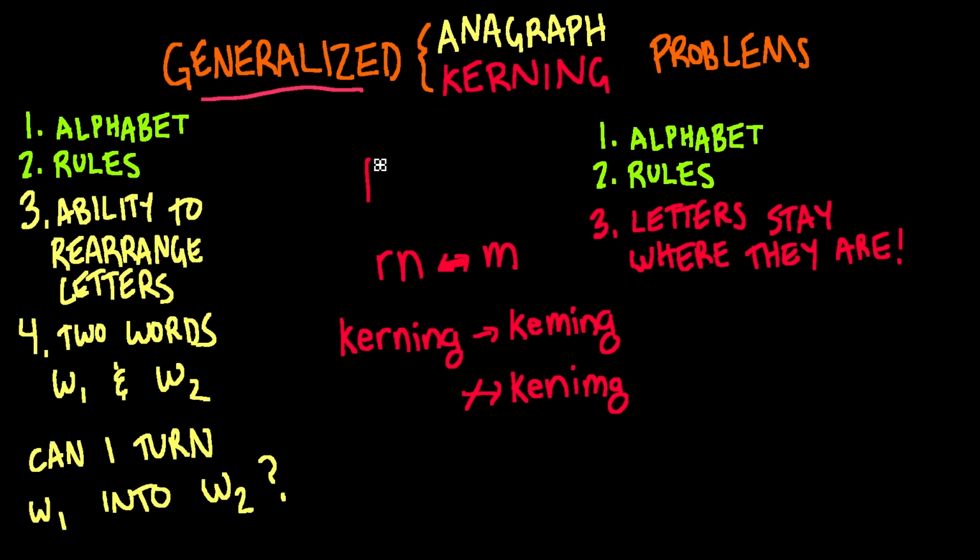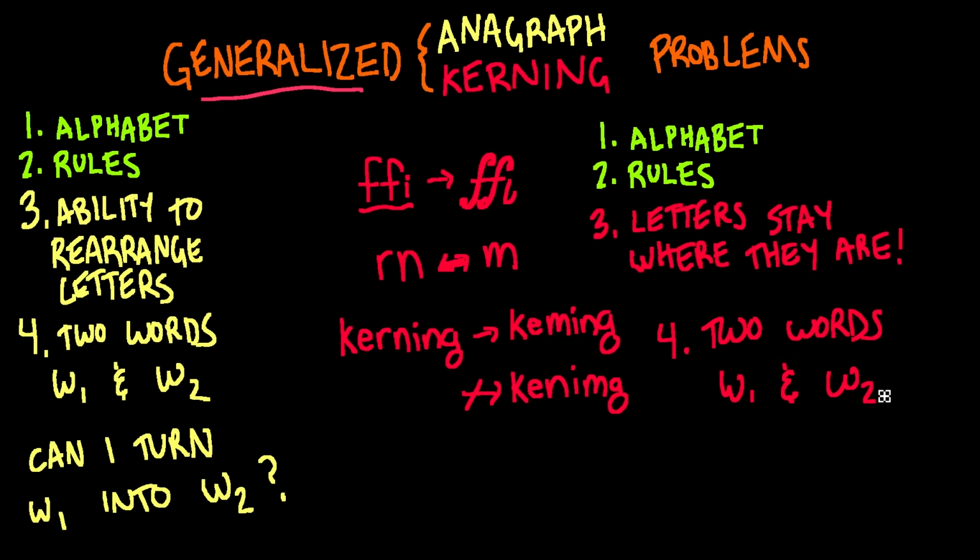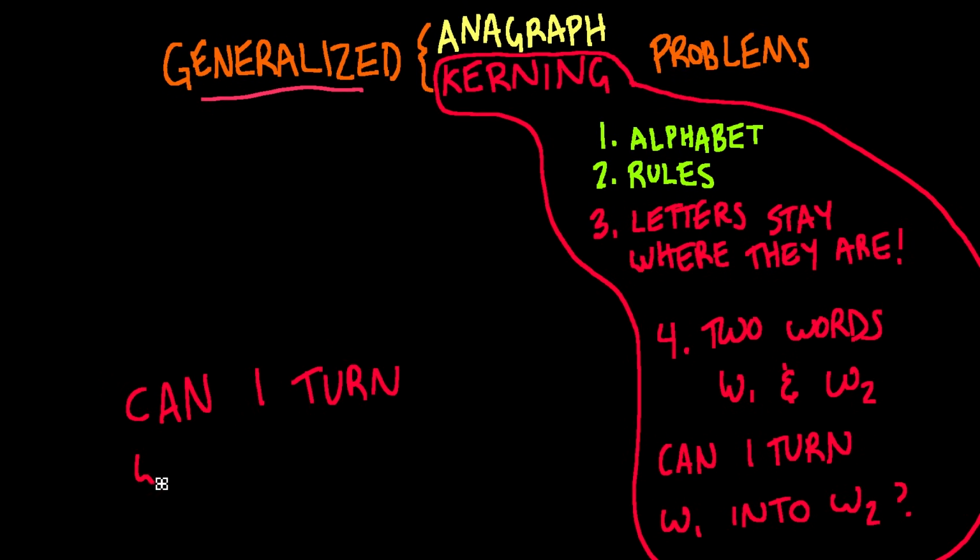It might actually be more appropriate to call this the ligature problem, because ligatures in typography allow me to rewrite some sequence like FFI into some fancy character like this, where the F's are collaborating and the dot on the I doesn't interfere with the top of the F. But for some reason, kerning has a certain mystique to it that appeals to people. So I'm just going to call this kerning. It obviously doesn't matter. But the question is the same. Given two words, can I turn W1 into W2?